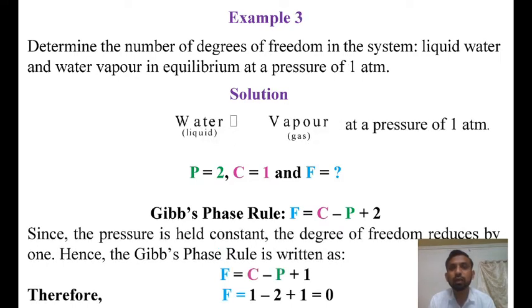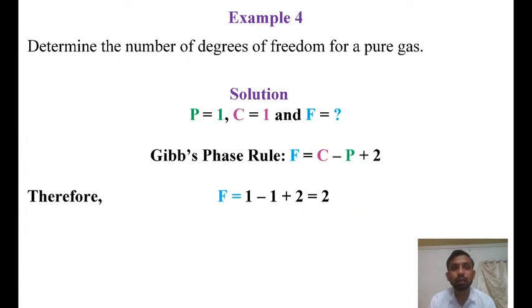Example number 3. Here the system is given as liquid water and water vapor in equilibrium at a pressure of 1 atmosphere. In this, phases 2, components 1, and the Gibbs phase rule is F is equal to C minus P plus 2. Since the pressure is held constant, the degree of freedom is reduced by 1. Hence the Gibbs phase rule is written as F is equal to C minus P plus 1, and therefore F is equal to 0.